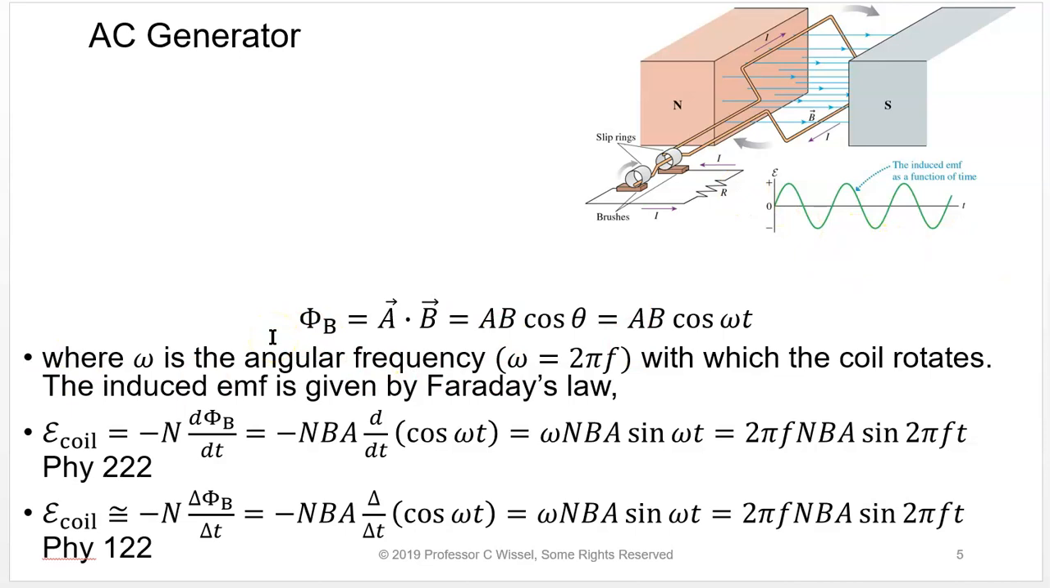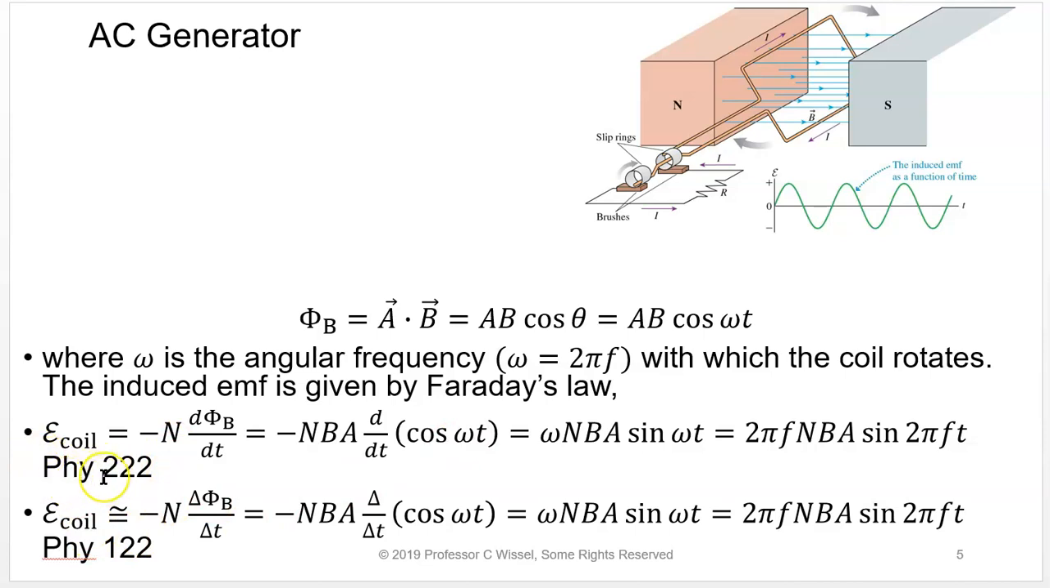Now, phi B, which is the magnetic flux, equals A times B, where A is the area of the coil and B is the magnetic field. And of course, this equals AB cosine theta, where theta is just the angle between the coil's normal and the magnetic field. Theta is just omega times t, where omega is the angular speed the coil is rotating at. So phi B equals AB cosine omega t. Omega is the angular frequency, and omega equals 2 pi f, in radians per second, with which the coil rotates. The induced EMF is given by Faraday's law, and the negative sign is Lenz's.